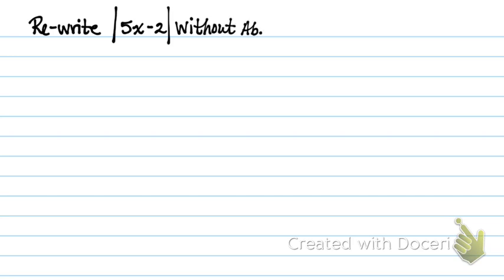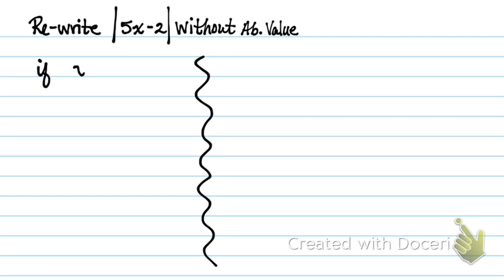Okay, so I'm going to make one up here. We're going to rewrite the absolute value of, I don't know, let's do 5x minus 2, without the absolute value symbols. And I'm going to look at two different cases here. If x is, let's say, greater than 3, and if x is less than 0. I'm just picking out numbers here, okay? So two different possible cases.